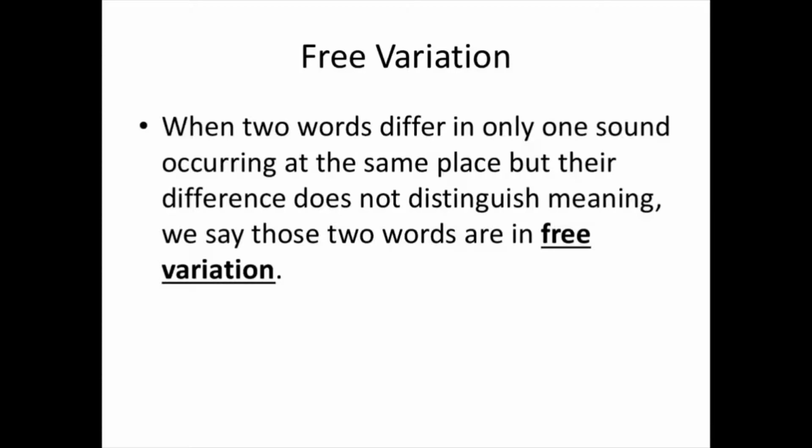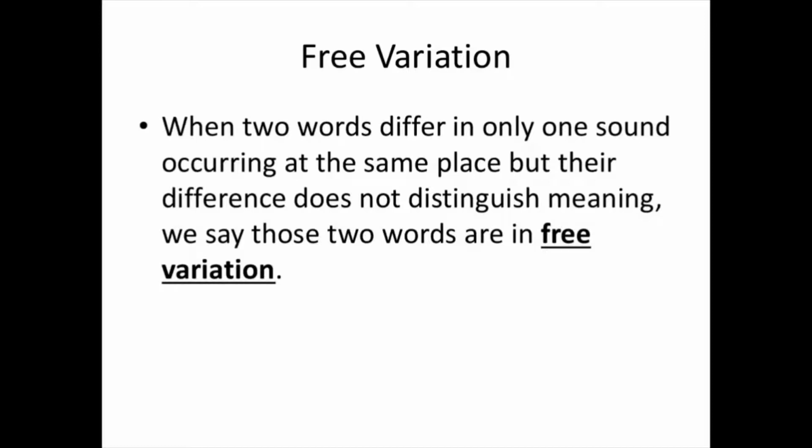Now, this sounds a little bit confusing. When we were talking about phonemes, we said two sounds occurring in the same place, when we change them in a word, bring about a change in meaning. Now, we are still talking about sounds occurring at the same place, we change them, but they don't bring about a change in meaning of the word. These are called free variation. We will give you examples to facilitate your understanding.